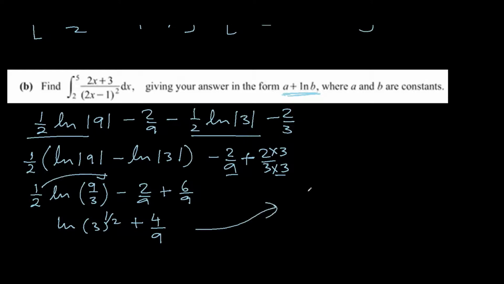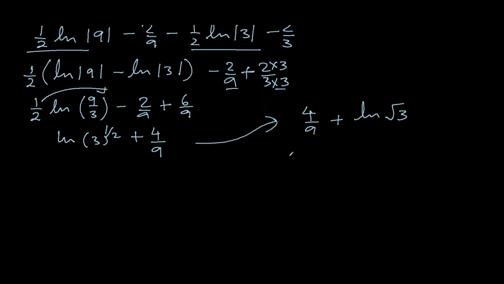So what is the format now? 4 ninth plus ln square root 3. They're not saying exact form, but let's leave it like this. So this becomes your a, 4 over 9, and b is square root 3.